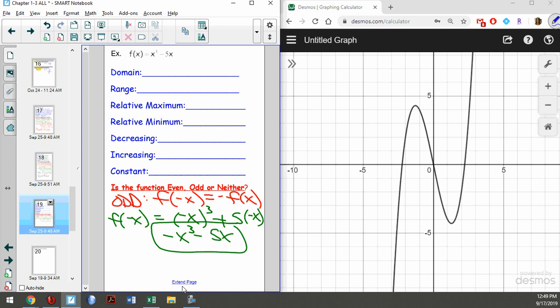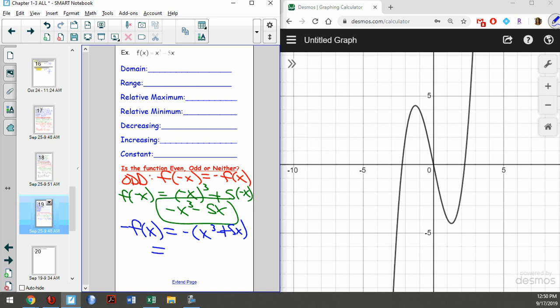So that's the first part of the equation. Now let's do the second part of the equation. What is the second part of the equation doing? What am I doing with that negative? I'm going to distribute it. So negative parenthesis x cubed plus 5x. So that's going to give me a negative x cubed minus a 5x.